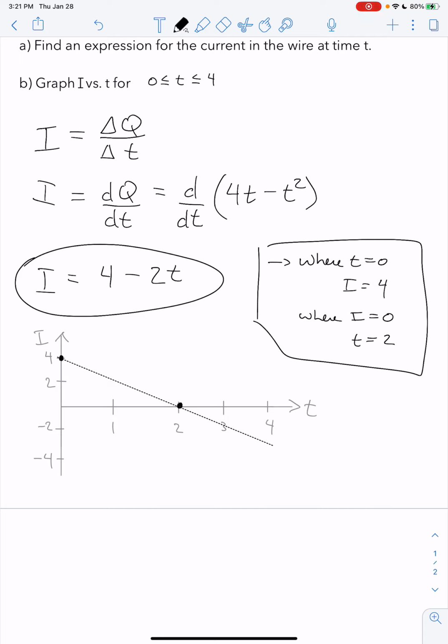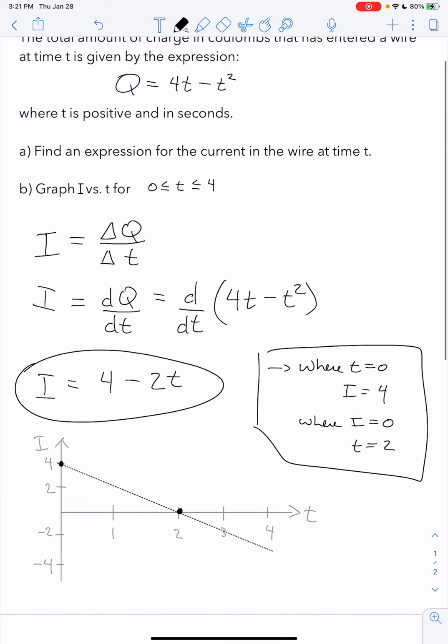And you see that the current starts strong. It's at 4, and then it decreases linearly until we end up having a negative current. So it's flowing in the other direction. And that's it. So just a simple derivative, really getting at this conceptual understanding of the relationship between charge and current. And that's it.